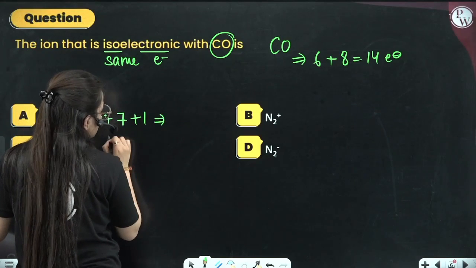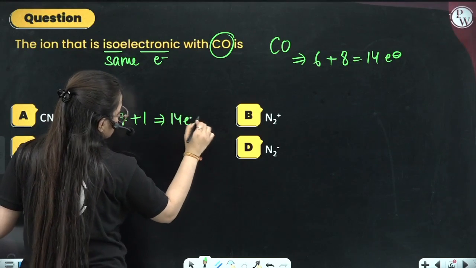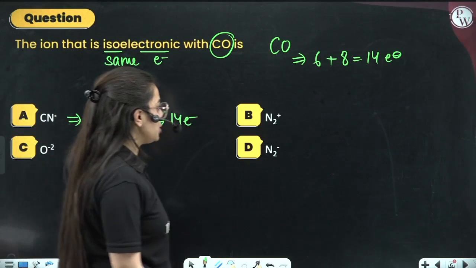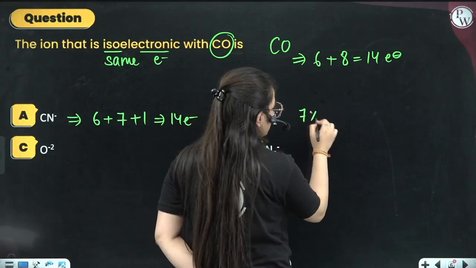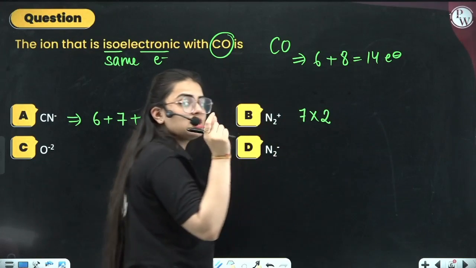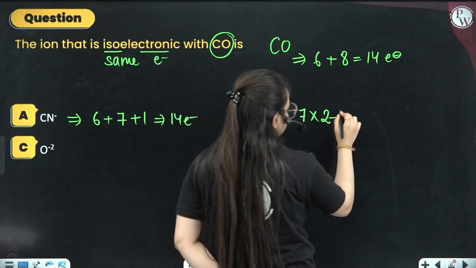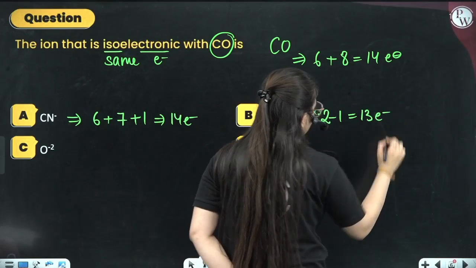What it will be? 6 plus 7 is 13 plus 1 is 14 electrons. Now let us see the B option, N2 positive. Nitrogen, we know it is 7 electrons. For 2 nitrogen it is 7 into 2, plus 1 charge is given, so we are going to subtract 1. What it shall be? It shall be 13 electrons.